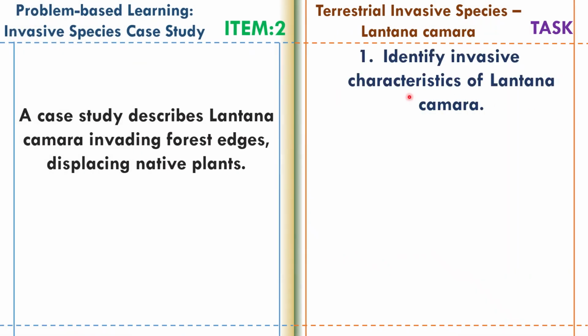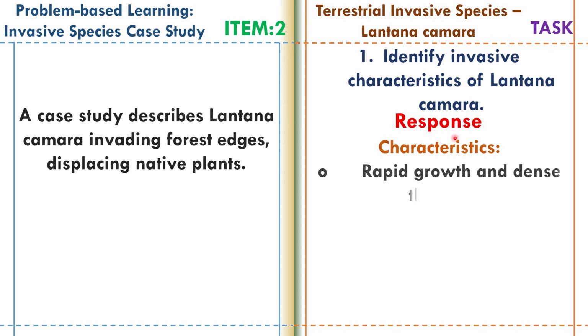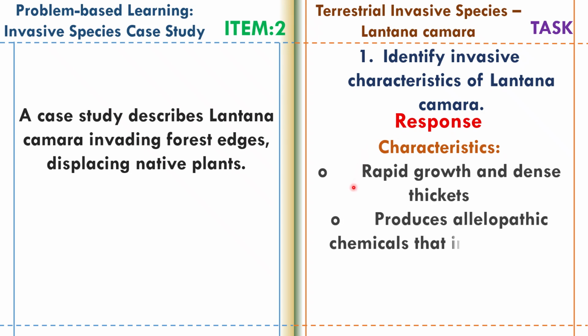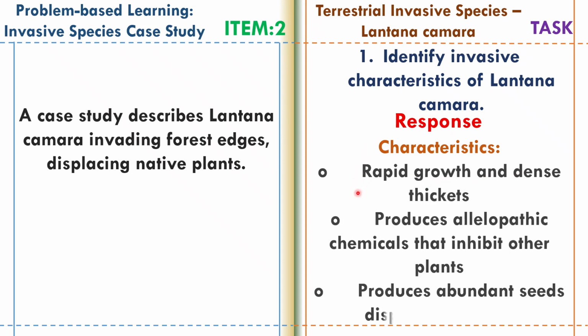Identify invasive characteristics of Lantana camara. Characteristics: there is rapid growth and dense thickets, produces allelopathic chemicals that inhibit other plants, produces abundant seed dispersed by birds.